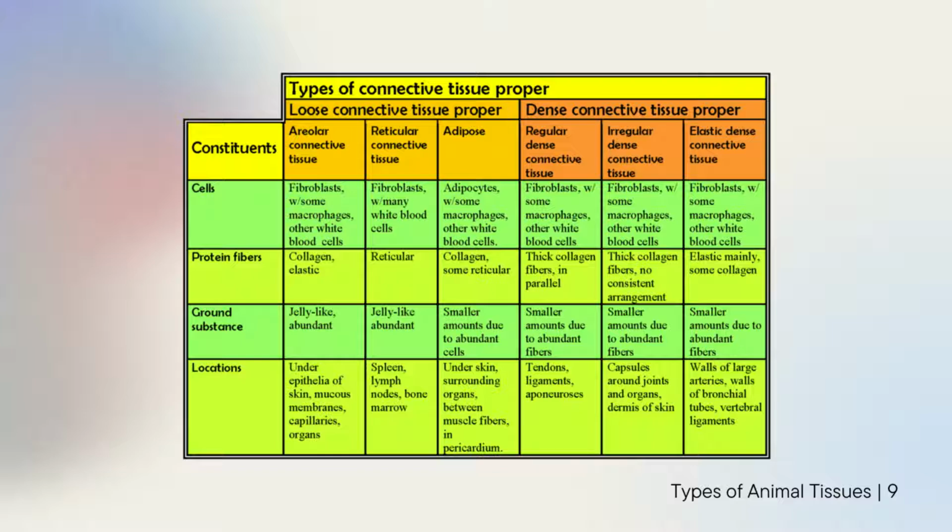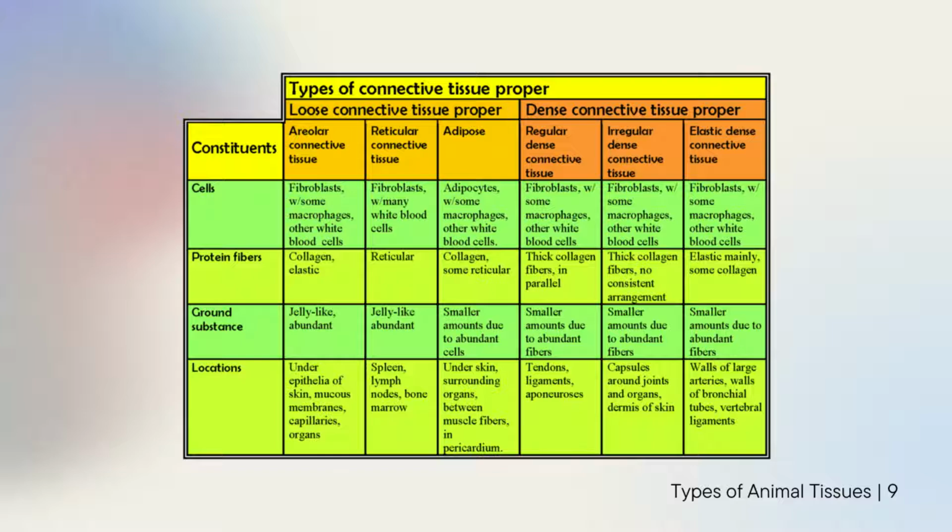Now, the reticular connective tissue has fibroblasts with many blood cells. It has reticular protein fibers, which are made up of type 3 collagen. We're not going to talk about the reticular fibers in detail, but they are made up of reticulin and composed of type 3 collagen secreted by reticular cells. It also has an abundant jelly-like ground substance, and it is found in the spleen, lymph nodes, and bone marrow. Now, the dense connective tissue can be divided into three types: regular dense, irregular dense, and elastic dense.